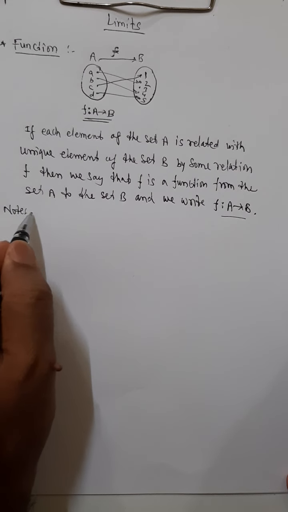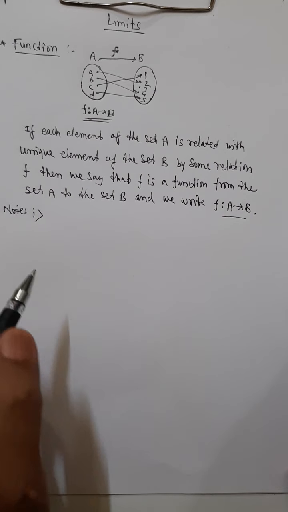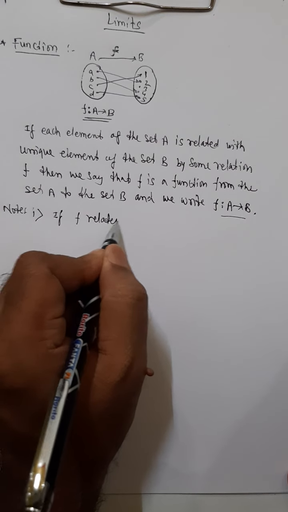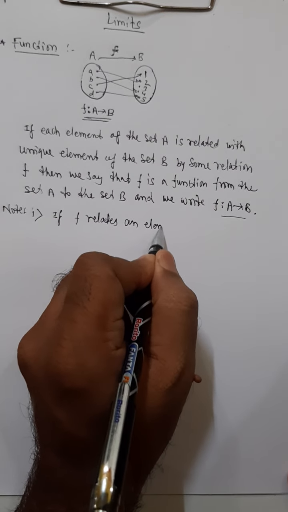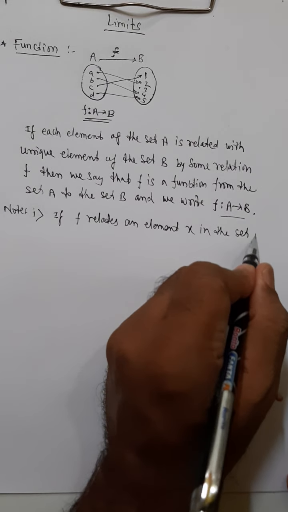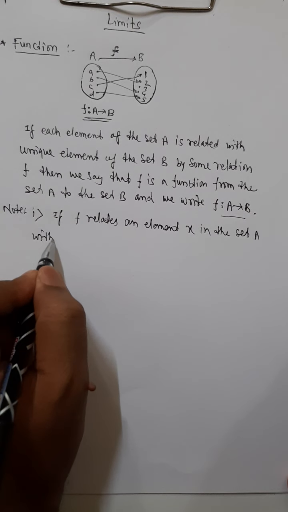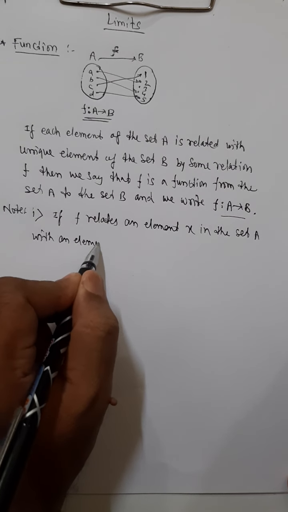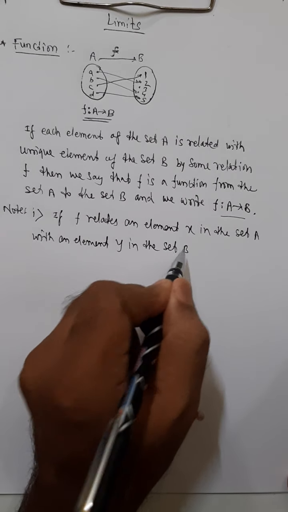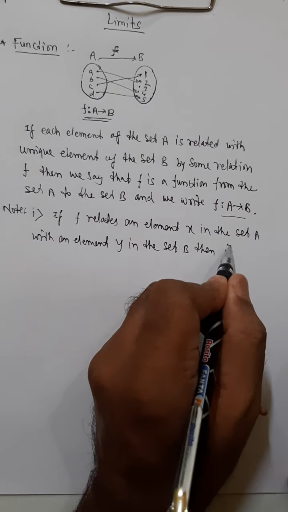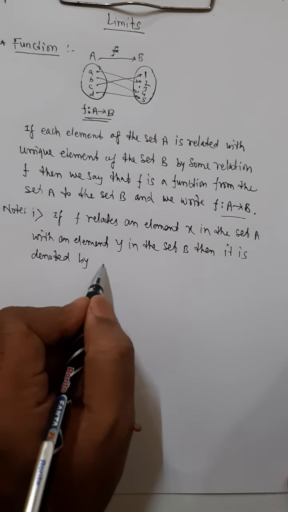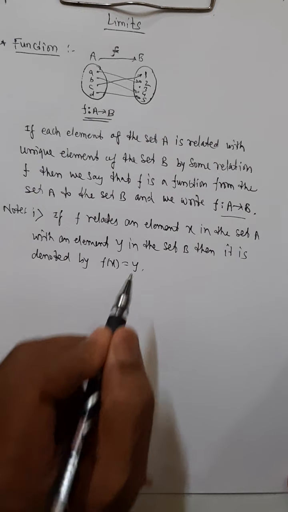So your note: if f relates an element x in the set A with an element y in the set B, then it is denoted by f of x equal to y.